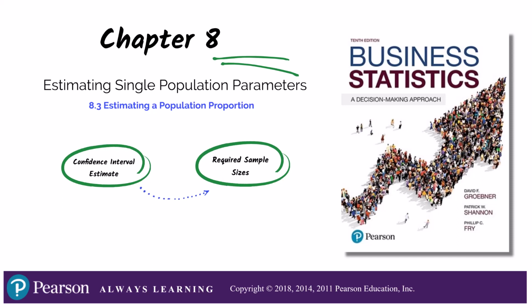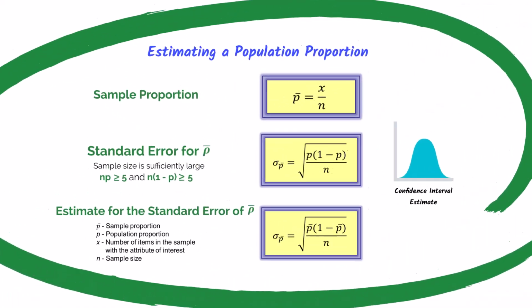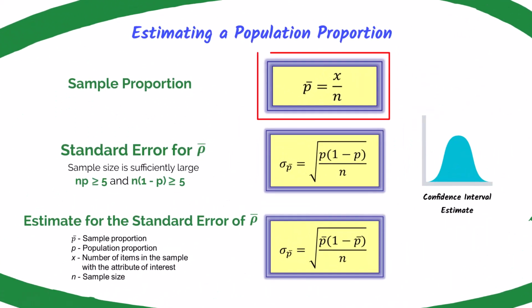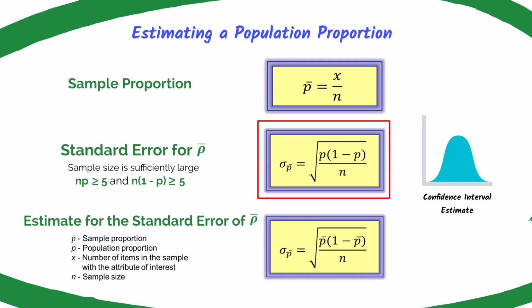Welcome back, everyone. So in this video, we're going to learn about confidence interval estimates for a population proportion, as well as how to calculate the required sample size. So recall the formula for a sample proportion is x divided by n. We also learned how to calculate the standard error for a sample proportion in chapter 7. That is this formula right here.